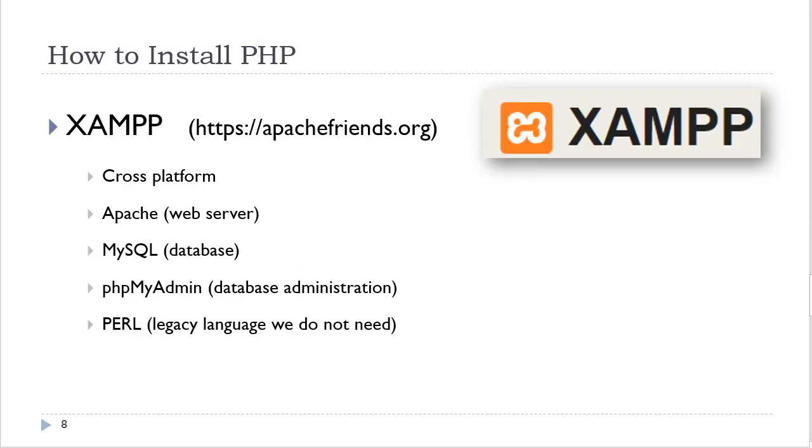We need to install PHP on our computers. We do that using the XAMPP software package. XAMPP is a cross-platform package that will install the Apache web server, the MySQL database, PHPMyAdmin, which is a browser-based database administration tool. It also includes the Perl language, which we would not be using in this class. So XAMPP stands for Cross-Platform, Apache, MySQL, PHPMyAdmin, and Perl.